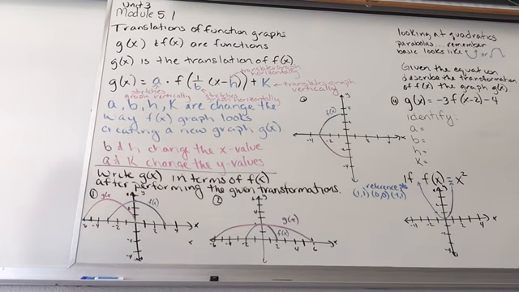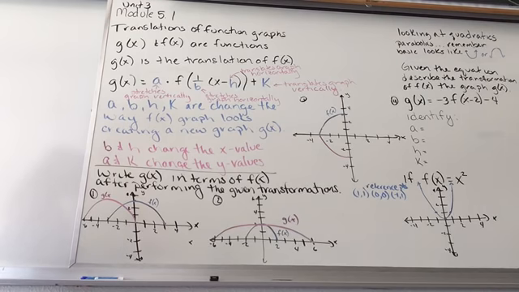A, B, h, and k are changing the way the graph f of x, the parent function, looks, creating the new graph g of x. B and h change the x values. A and k change your y values. So we're going to practice writing g of x in terms of f of x after performing the given transformations.